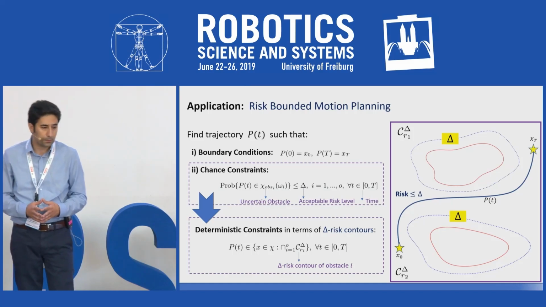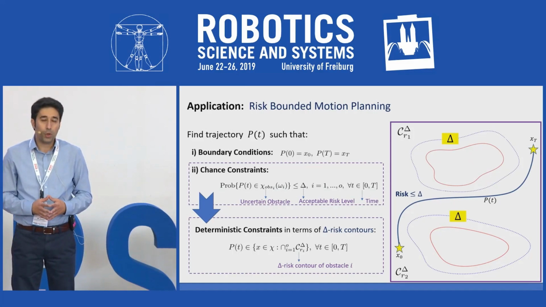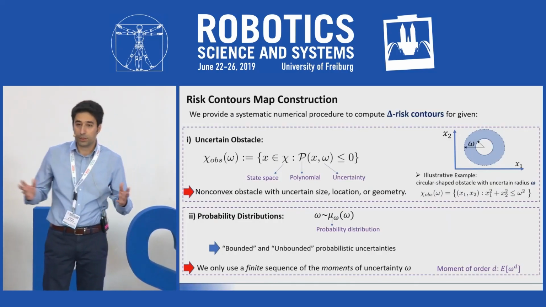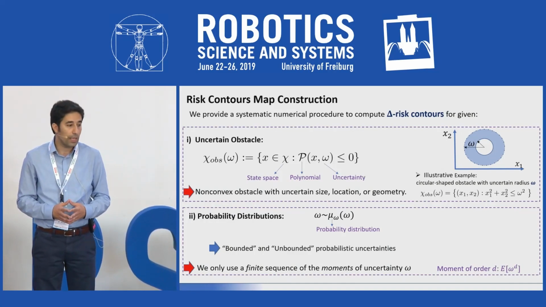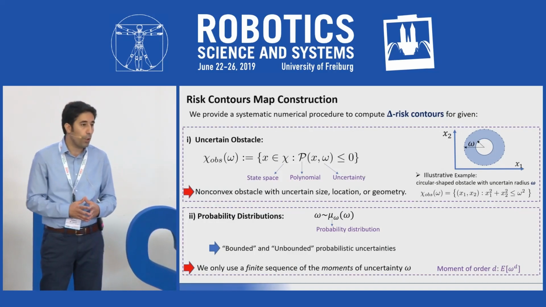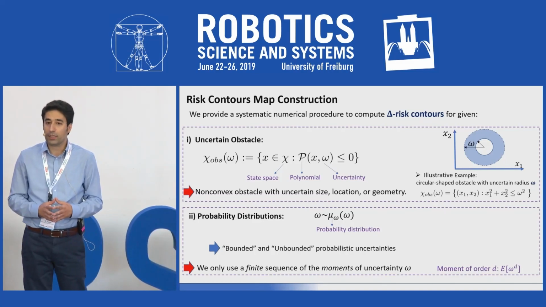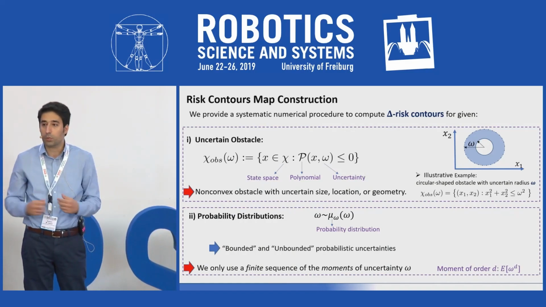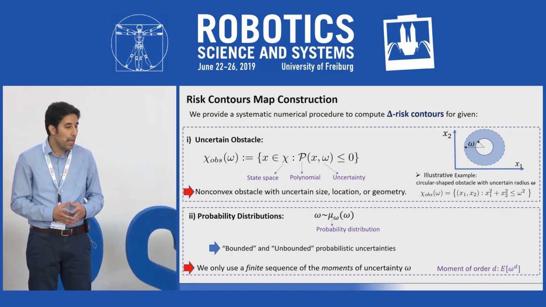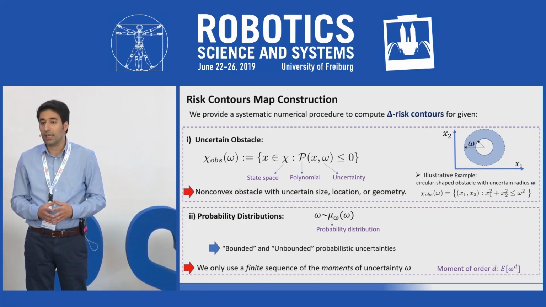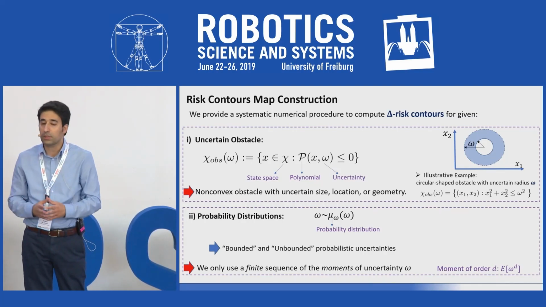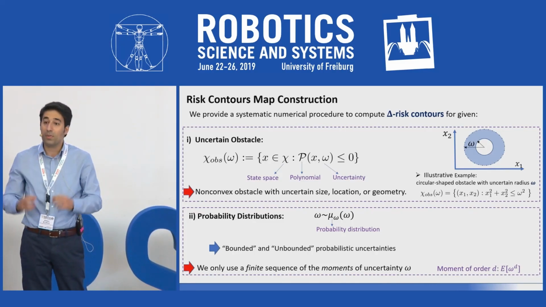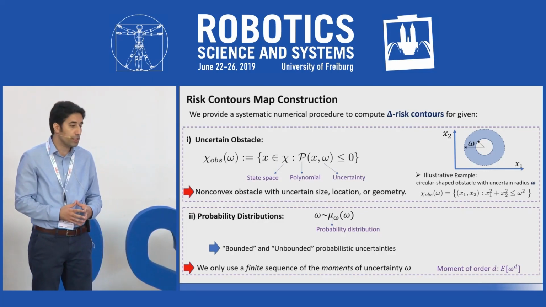the obstacles. Now, in this work, we are going to provide a general and systematic numerical procedure to construct delta risk contours for given uncertain obstacles. We describe such obstacles with polynomial level sets with uncertain vector omega. In general, such a set represents a non-convex obstacle with probabilistic uncertainties in the environment. Also, the provided technique is general, and it can deal with both bounded and unbounded probability distributions of uncertainties. And it only uses a finite sequence of the moments of probability distributions to construct delta risk contours.